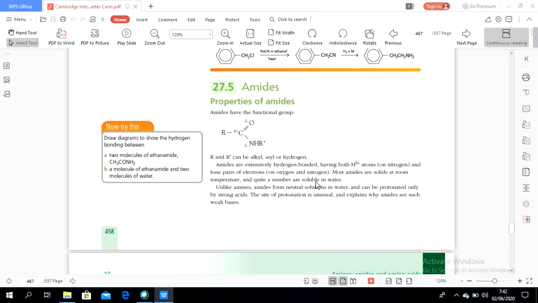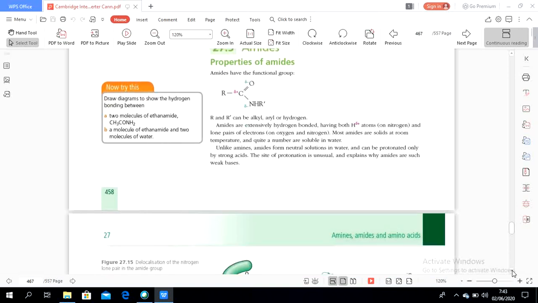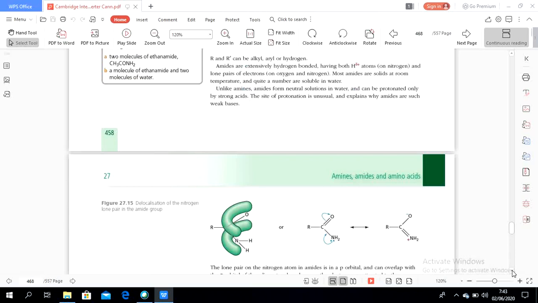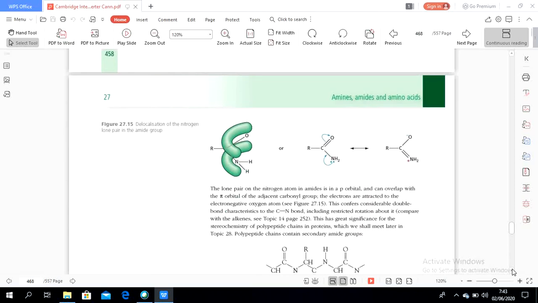Unlike amines, amides form neutral solutions in water and can be protonated only by strong acid. If it is protonated by strong acid, it means that the amide has the property of an alkali. The site of protonation is unusual and explains why amides are such weak bases. Let's see why amides are weak bases.